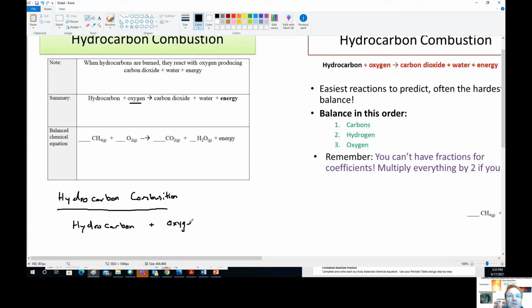What you need to know, and you just need to know this like breath, is that these reactions always produce CO2 gas, so carbon dioxide, and water vapor, because it's so hot, H2O as a gas. And of course, a whole lot of heat. These are hot, hot, hot, hot. If we're going to balance these, let's look at one right here.